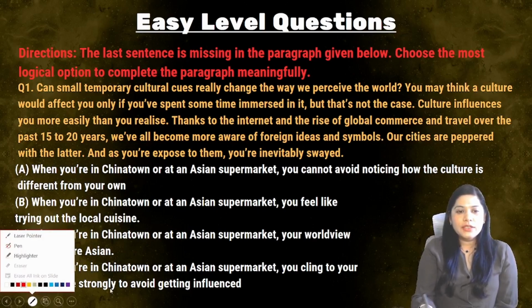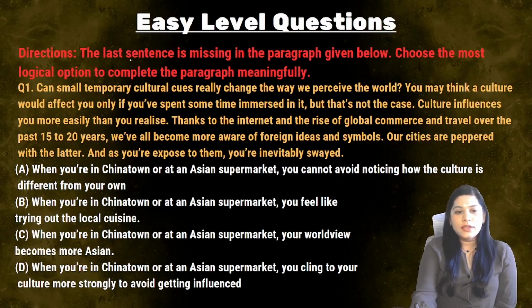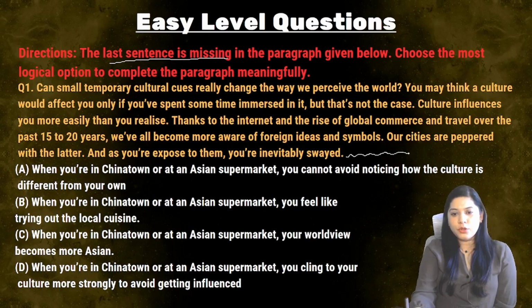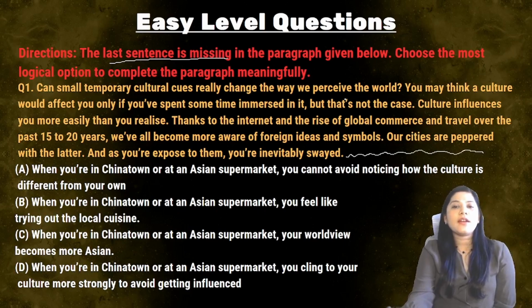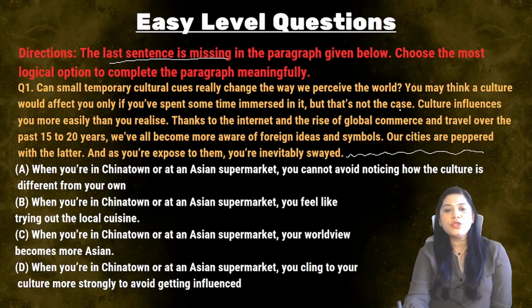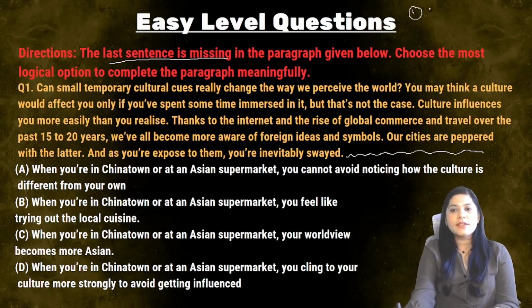This first question, what you can do is, see, let's read the directions first. The last sentence is missing, meaning this portion is missing. In the paragraph given below, choose the most logical option to complete the paragraph meaningfully. So here our first step should be to read the entire paragraph and figure out the main idea or main topic of the whole paragraph, or these 4 to 5 lines which are given. Since we have to find out the last line, we will read this line carefully, right? Our cities, just the line previous to that.